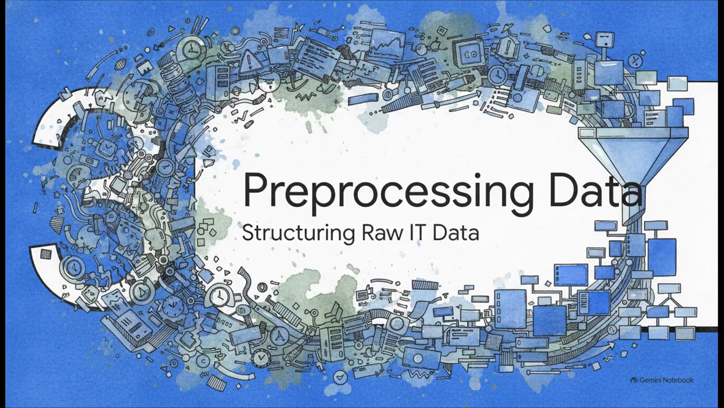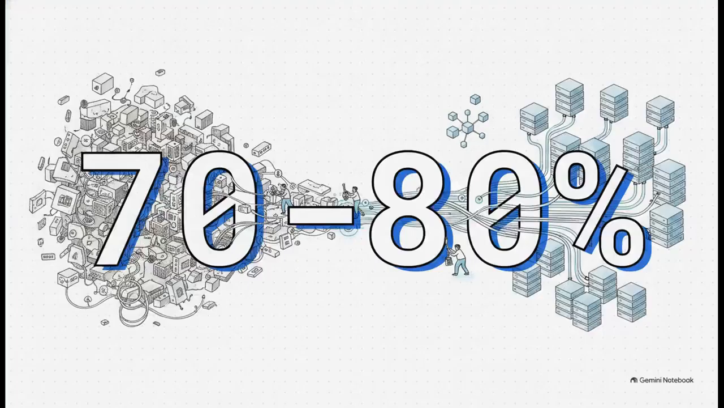Now for Section 3, pre-processing. This is the absolute golden rule for structuring raw IT data. 70 to 80%. Let that sink in for a second. That is the chunk of time in almost any machine learning project that is dedicated entirely to cleaning and structuring data. Because let's face it, raw IT data is incredibly noisy and inconsistent. The heavy lifting is always in the prep work.